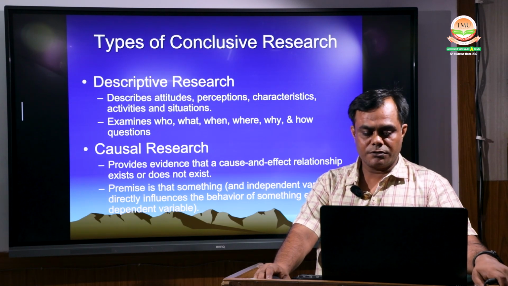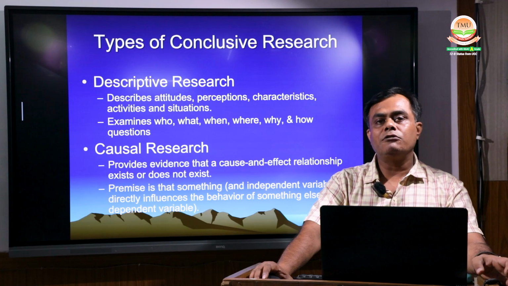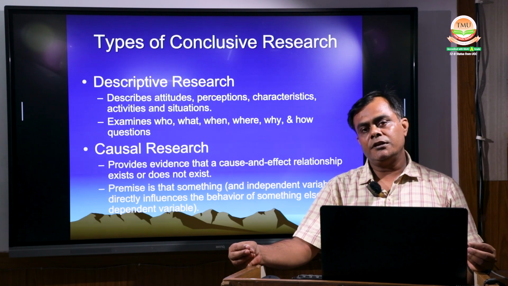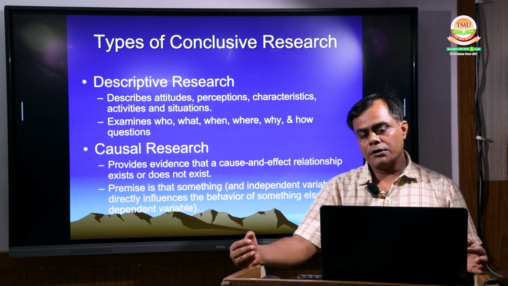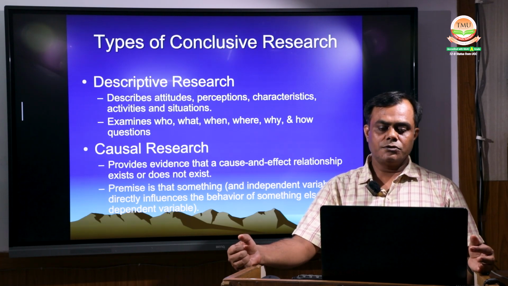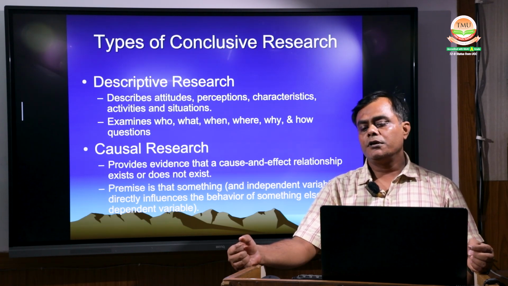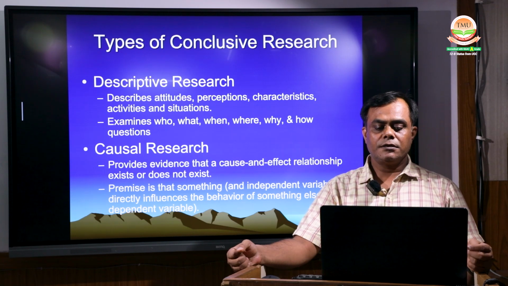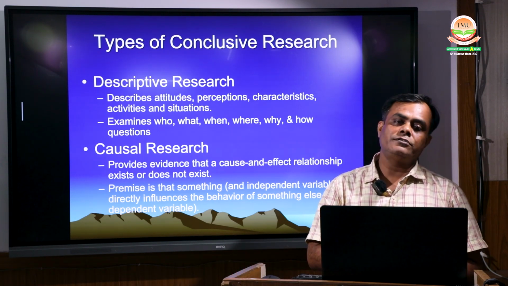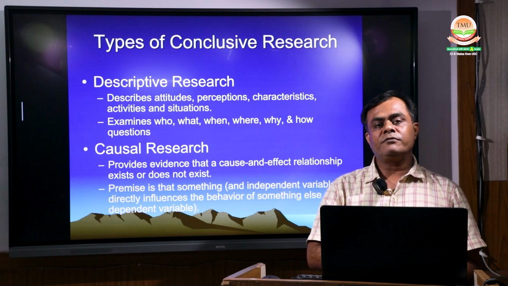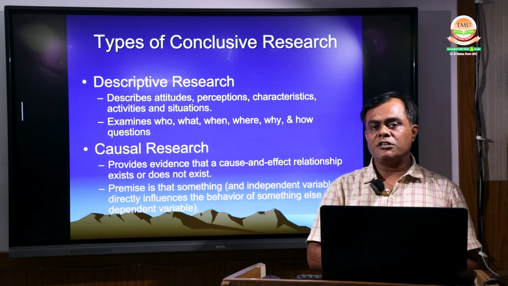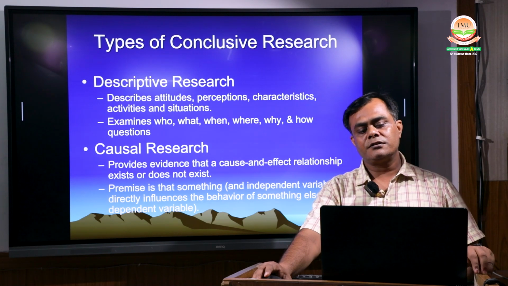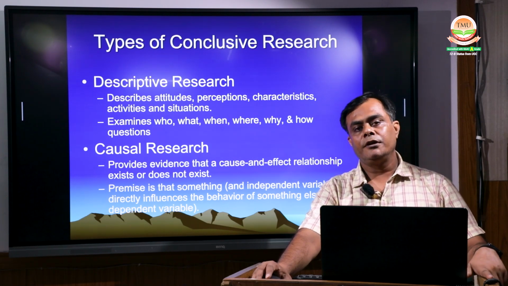The second type is causal research. It provides evidence that a cause and effect relationship exists or does not exist. So in causal research, we are finding whether a relation between the variables exists or not. The premise is that something, an independent variable, directly influences the behavior of something else, the dependent variable. So in causal research design, we are finding whether there is a cause and effect between the independent and dependent variables or not.